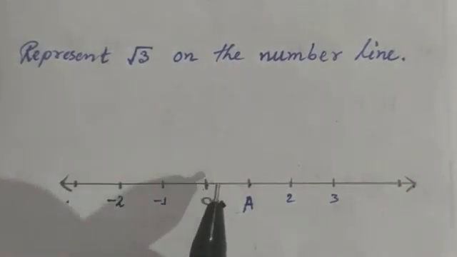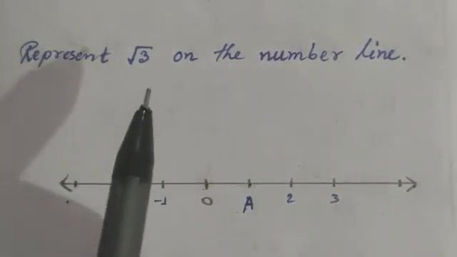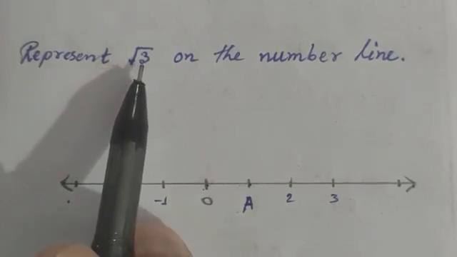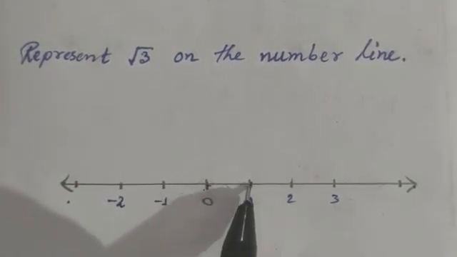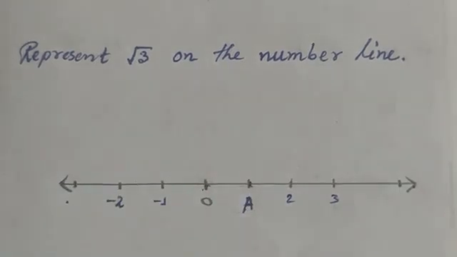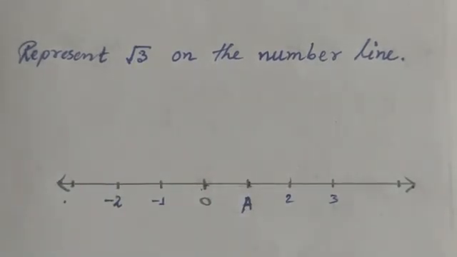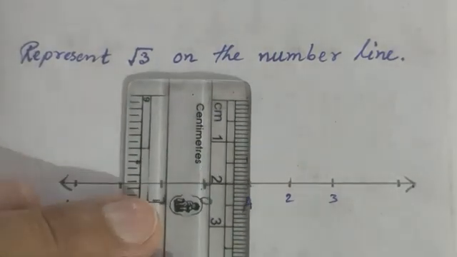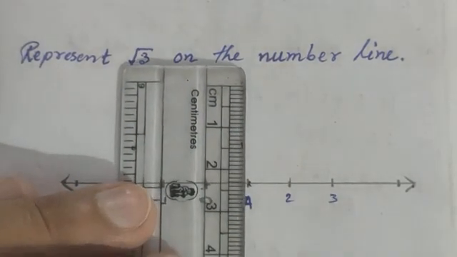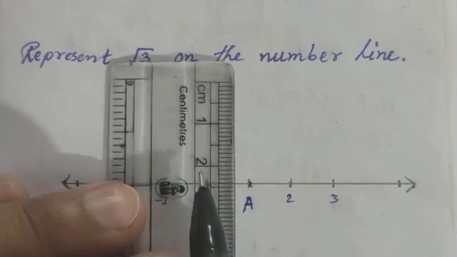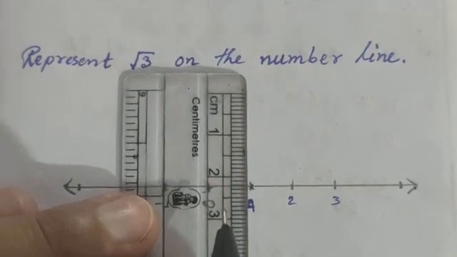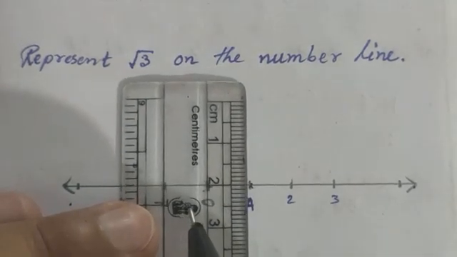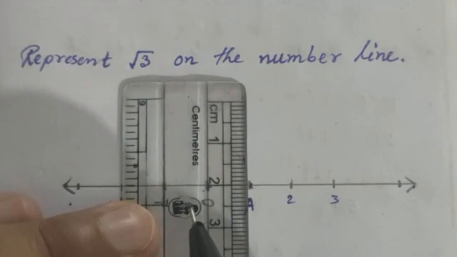Clear? Now 0 to 1, there is 1 unit. We have to represent what? Root over 3 on the number line. Clear? How to do? Yes. At point A, at a distance of 1 unit from 0, we will draw another perpendicular line. Let us draw this. How to draw the perpendicular line? As I said in the previous construction, the longer line of this set square must fall on your number line. Then automatically your ruler will be perpendicular to the number line.